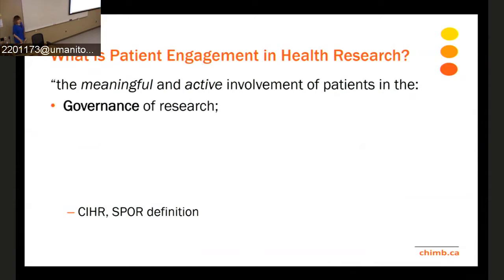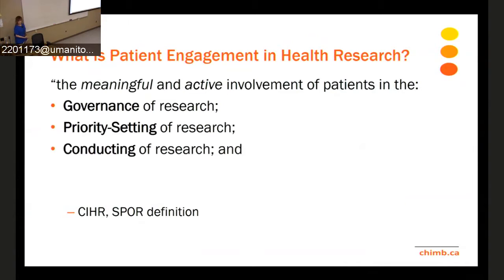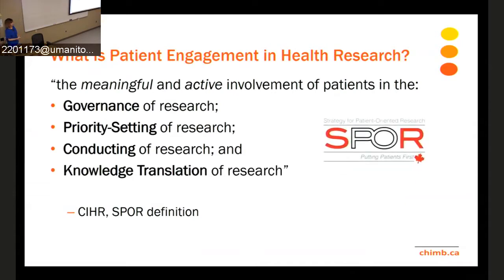So, the Strategy for Patient-Oriented Research defines patient engagement in health research as the meaningful and active involvement of patients in the governance of research. When we say governance of research, we actually mean patient partners at the highest level: on steering committees, on operations, on the research team. We're also talking about patient partners and caregivers as part of the priority-setting process of research.